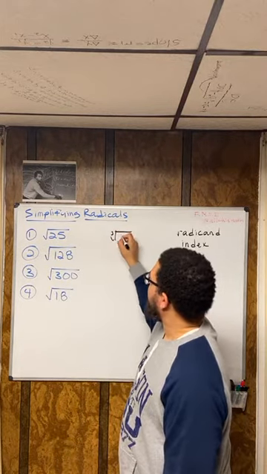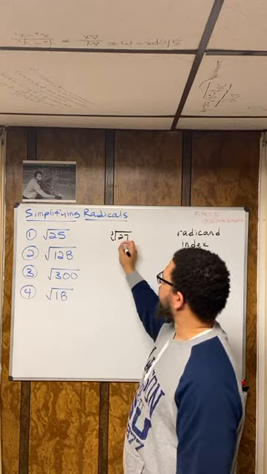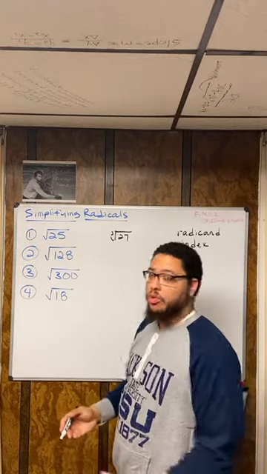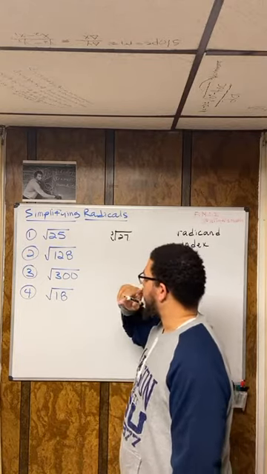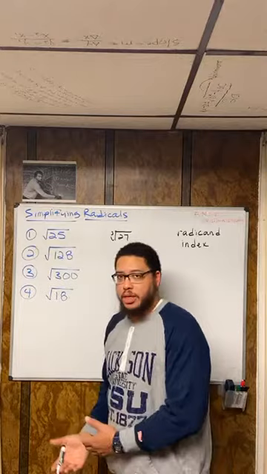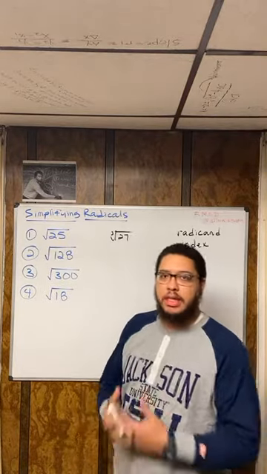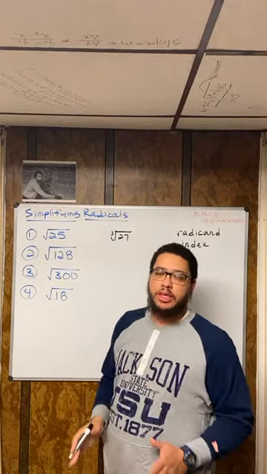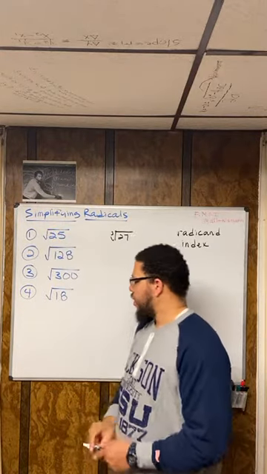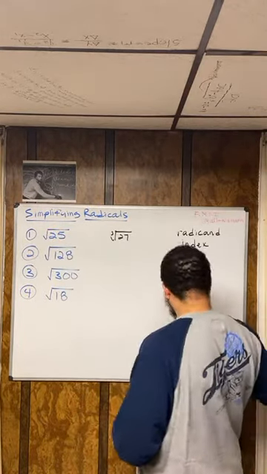If there was a 3 written here, for example, this would be the third root of 27, also called the cube root of 27. All right? But when there's no index written there, then we understand that there is an invisible 2 right there, which means that we are looking for the square root of this number.